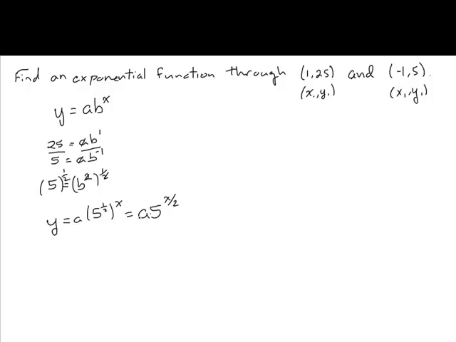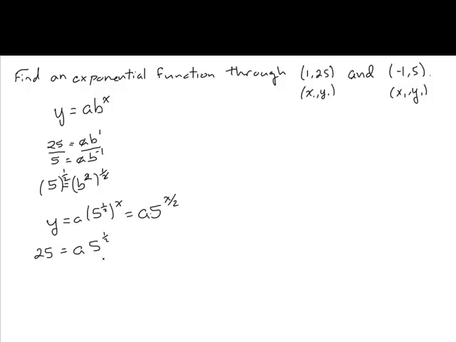Now we do still need our value for a, and that's going to come from plugging in either one of these points. I'm going to choose the first one just because I want to deal with the positive exponent, but it really doesn't matter. You're going to get the same value either way. I'm going to do something very similar to what I did the first time. I'm going to stick in the 25 for y, a, and then 5, and now putting in 1 for x, 5 to the 1/2, and I have something I can solve for a.